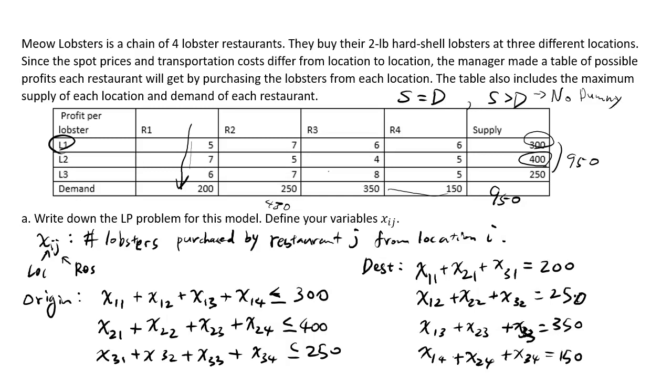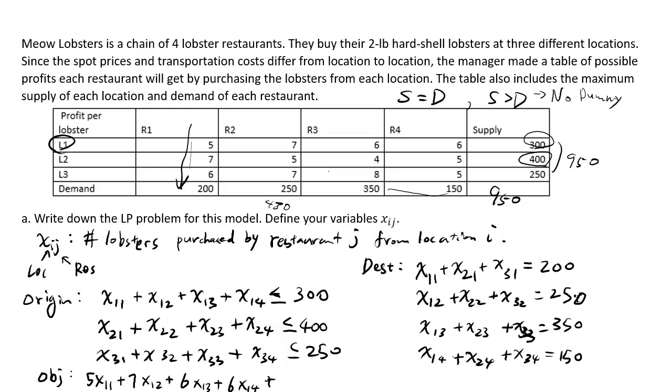Okay, and then finally the objective function has to be this one. Objective function should be basically everything that's in here multiplied by these numbers as coefficients. So it's 5x11, 7x12, 6x13, 6x14. That's the first row.